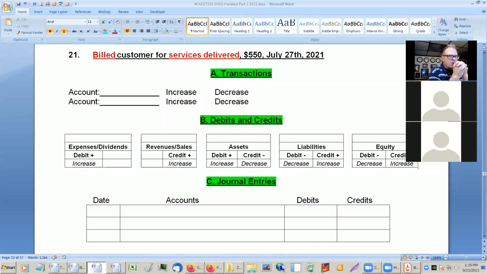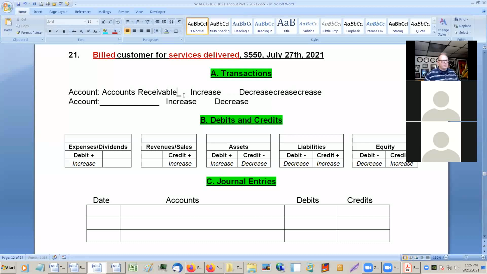So what accounts are we probably going to use? Accounts receivable. Yes. They haven't paid us yet. They owe us some money. And how about the other side? Revenues. Yep. The revenues could be service revenues too. It really depends. Usually if a company only does one thing, they just call it revenues. If they do a bunch of different things, they might break it down, like service revenue or repair revenue.